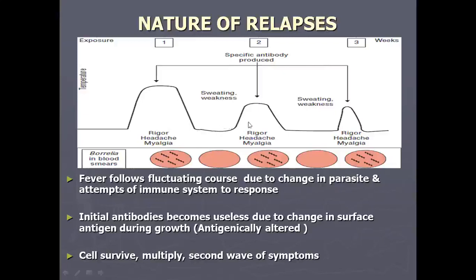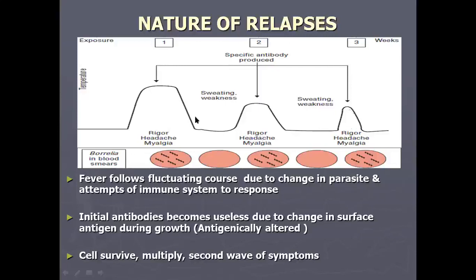Then in the second week it goes high again. Now specific antibodies are produced during this phase. In the first week, specific antibodies are produced, but these antibodies are different from the antibodies produced in the second week. Now again, there is a rise and fall in temperature, with sweating and weakness. And then in the third week, the individual again feels high fever. Now this again, you see the headache and myalgia that we will see.